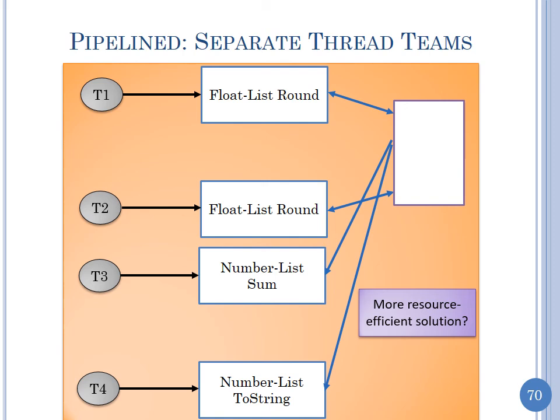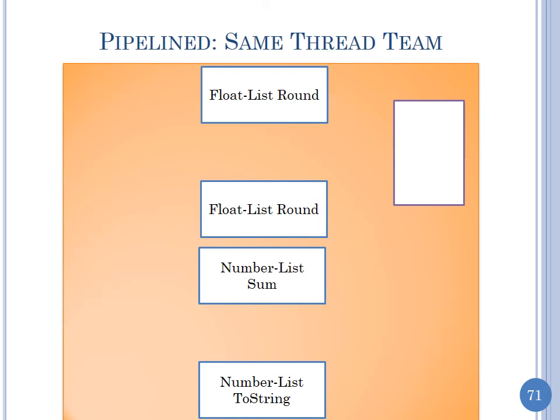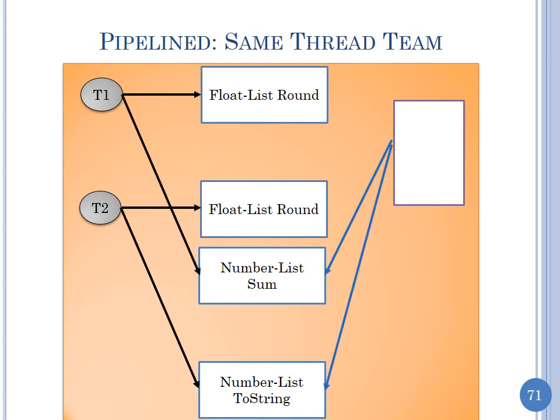So what's a more resource efficient solution here? You could do a pipeline. You could have T1 and T2 first do the partitioning, and then they do the sum and toString in parallel. So rather than creating 4 threads, I'm creating 2 threads. This is like your problem, somewhat, in A2. So let's try to code this.